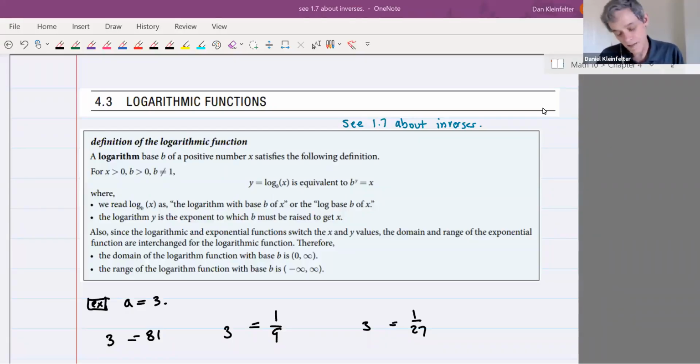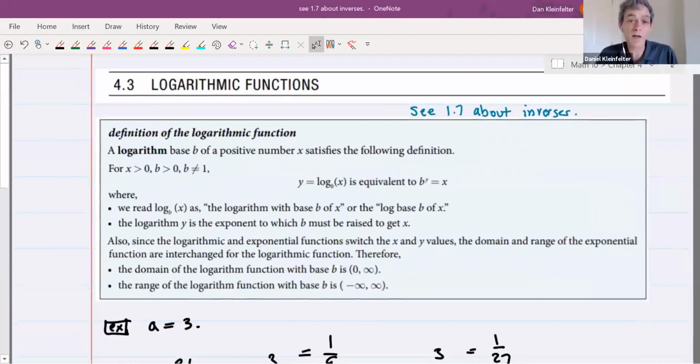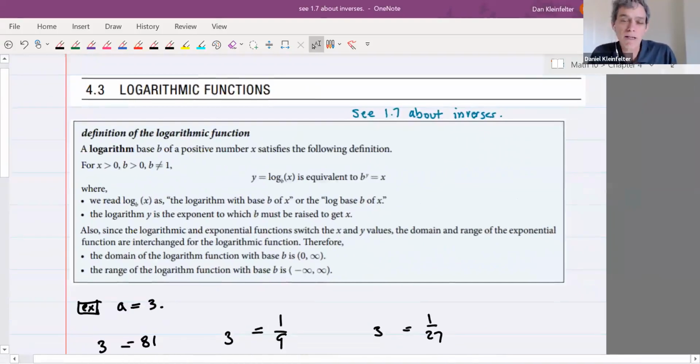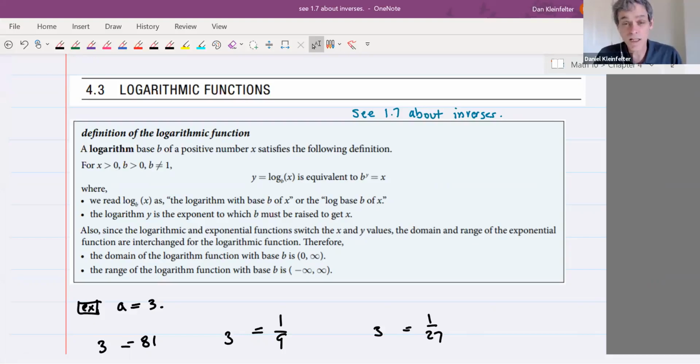Welcome back, everybody. In this video, we'll be starting section 4.3, which is about the logarithm functions, or logarithmic functions. Basically what it's about is the inverses of the exponential functions. If you need a review of inverse functions in general, take a look back at section 1.7 in our textbook. The big idea is that the logarithm functions are going to undo the actions of the exponential functions. There's a definition for us to read through here, and then we're going to see some examples.